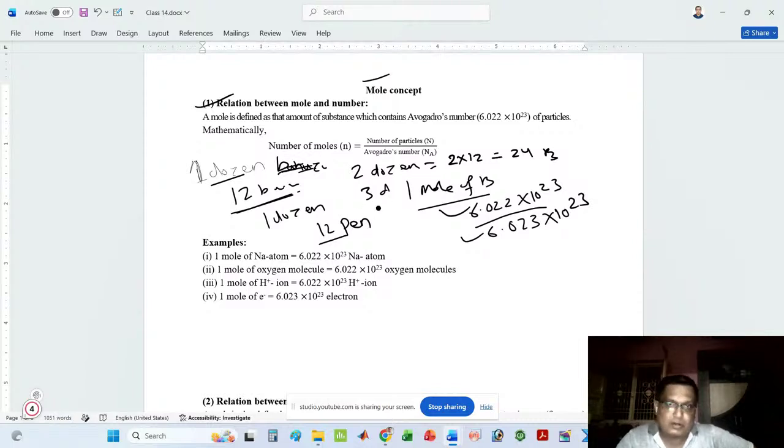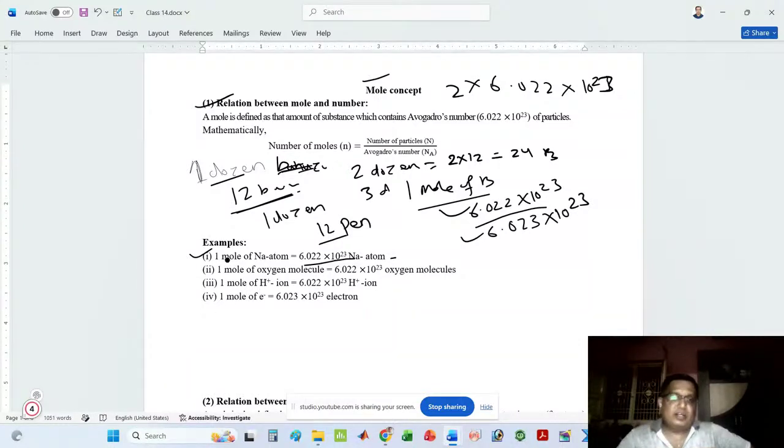Now coming to the mole concept and number. Suppose I want to bring 1 mole of banana, that means you must bring 6.022 into 10 to the power 23 banana. Similarly, if you want to bring 2 mole of banana, then you must bring 2 into 6.022 into 10 to the power 23. Similarly, this concept I will now apply to atoms, molecules, ions, electrons, like that. Suppose I want to bring 1 mole of sodium atom, then you must bring 6.022 into 10 to the power 23 sodium atoms.